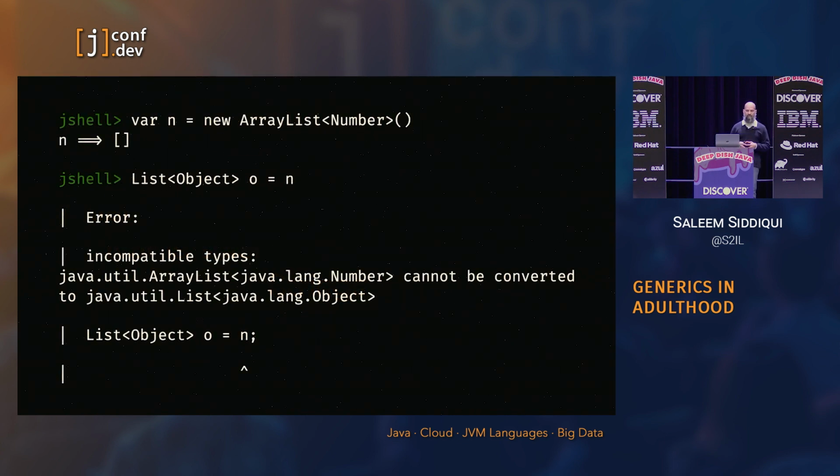If you create an array list of number and you try to assign it to a list of object, that'll just fail. It will blatantly tell you that an array list of number cannot be converted to a list of objects. Even though a number can be converted to an object, a list of numbers cannot be converted to a list of objects. They are different things.